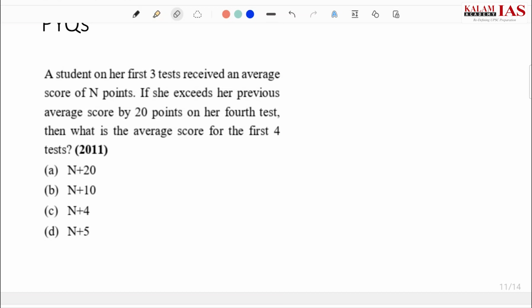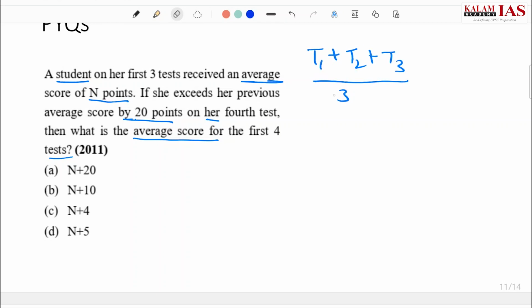In this question, it is given that a student on her first 3 tests receives an average score of n points. If she exceeds her previous average score by 20 points on her fourth test, what is the average score for the first 4 tests? Now let's start with the first statement. It is saying first 3 tests she has an average of n points, that is test 1 plus test 2 plus test 3 divided by 3 is equals to n.